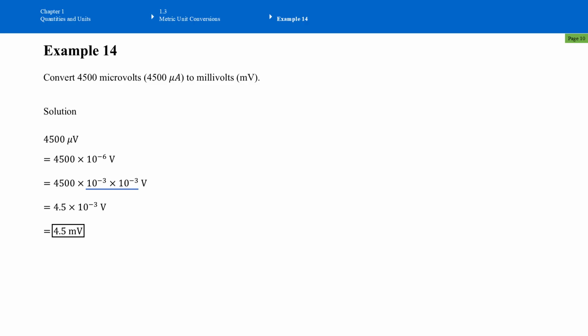And then we're going to combine, but this time we're going to combine the 4,500 and the first 10 to the minus 3. And then the second 10 to the minus 3, let's put that in prefix. We're going to replace that 10 to the minus 3 by the prefix, that's milli. Therefore, we rewrite it. The 4,500 times 10 to the minus 3 becomes 4.5. And then the 10 to the minus 3 volts becomes millivolts. So the answer is 4.5 millivolts.